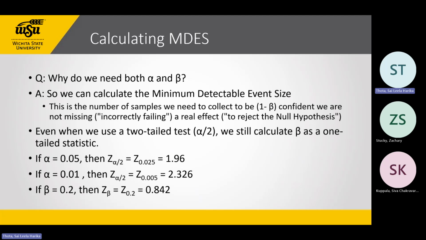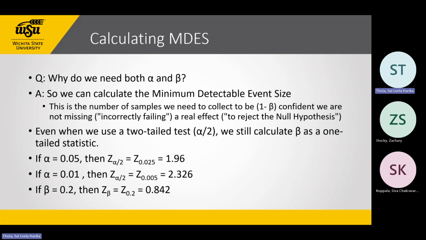And calculating MDES. So why do we need both alpha and beta? So we can calculate the minimum detectable effect size. This is the number of samples we need to collect to be 1 minus beta confident that we are not incorrectly failing. For example, we already have alpha, but why do we need a beta? The thing is, we are using the two-tail test by using the alphas, but we still calculate beta as one-tail statistics. And these are the values for alpha and beta.